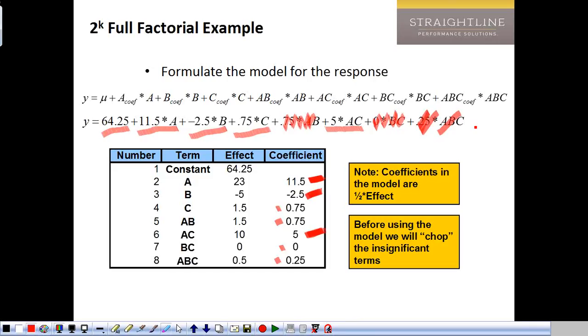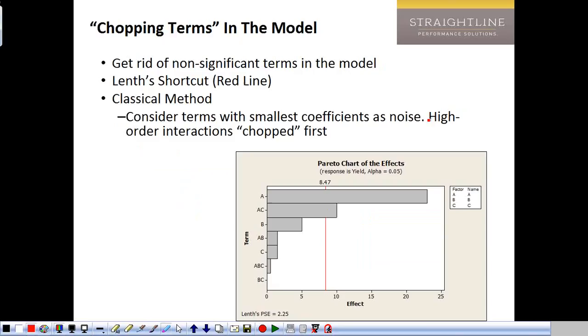So we get rid of some of those terms, and the model starts to make a little bit more sense, and it's going to be easy. So we're going to see that Minitab's going to do that for us. So let's take a look at how it would look in Minitab. I'm going to do this for you. And although the examples are given in the book, you know what? I'm just going to walk through.